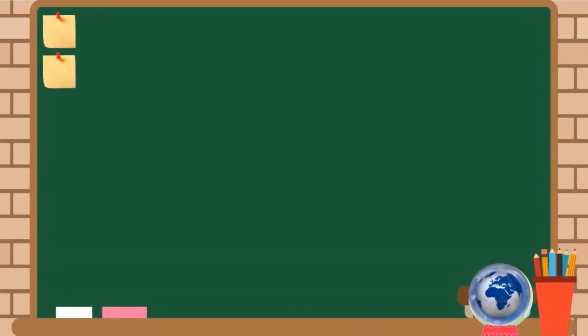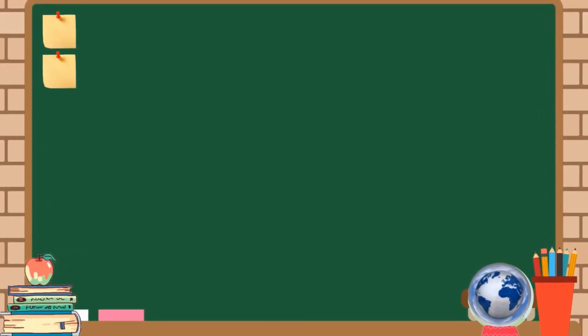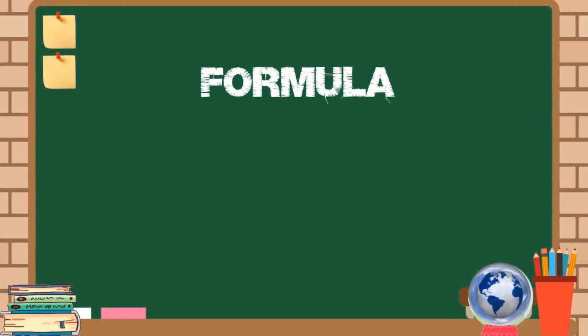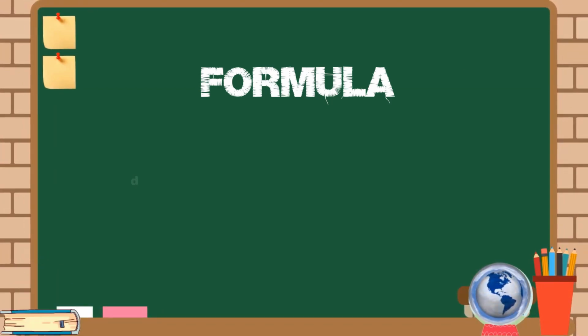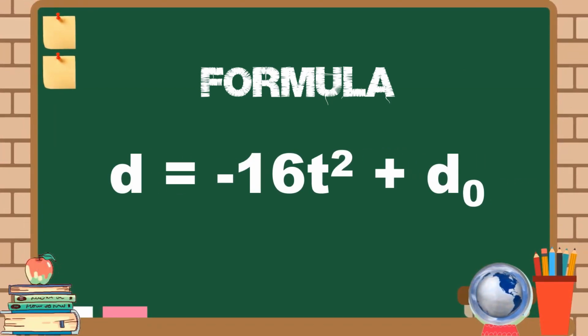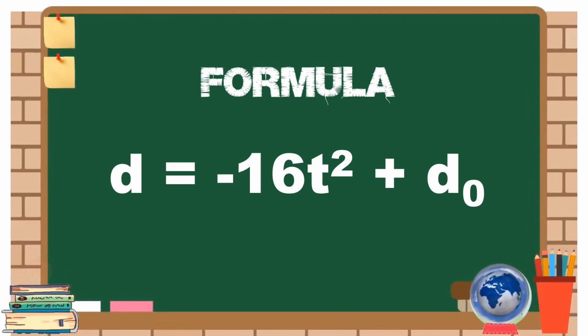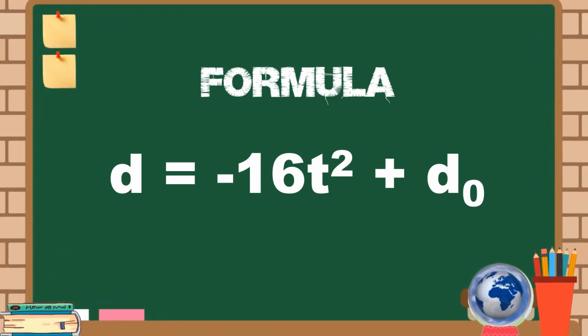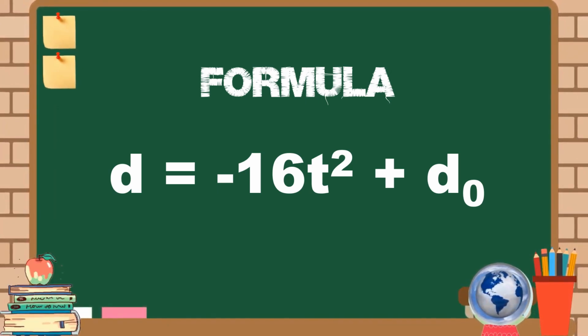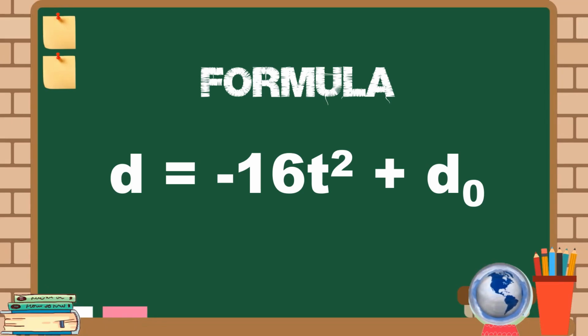In this problem, we need to take note that objects fall according to the formula d is equal to negative 16t squared plus d sub 0, where d is the height above the earth in feet, t is the time the object falls in seconds, and d sub 0 is the original distance or starting height above the ground in feet.